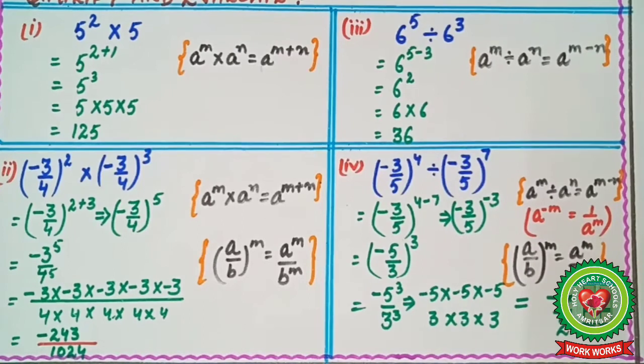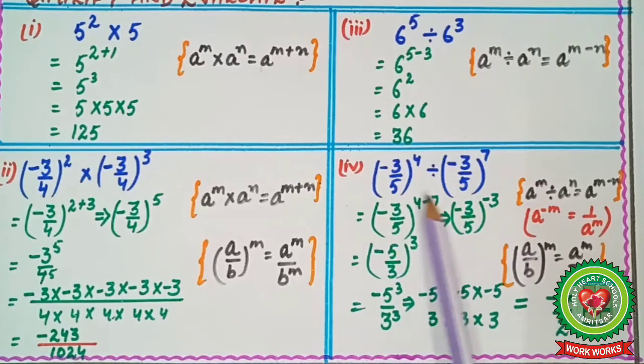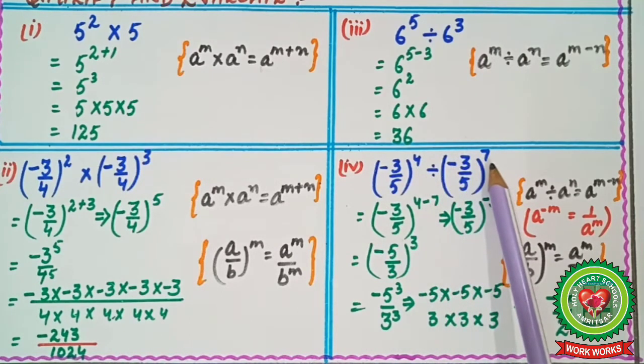Now move to the next example, that is example number 4. Here you can see (minus 3 upon 5) raised to power 4 divided by (minus 3 upon 5) raised to power 7.